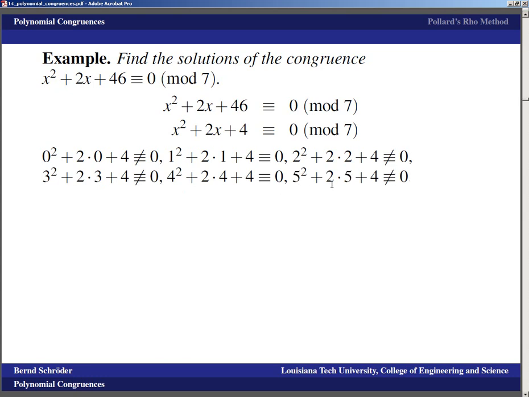Plug in 5, we get 25 plus 10 plus 4, that's 34, and it does not work. And if we plug in 6, we get 36 plus 12 is 48 plus 4 is 52, and that does not work. And so the solutions are x equals 1 and x equals 4.